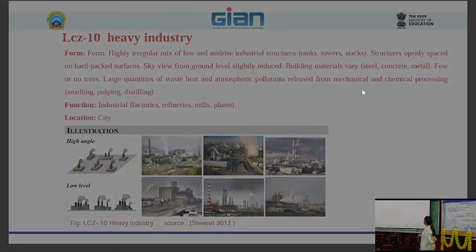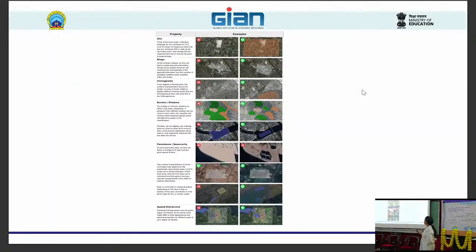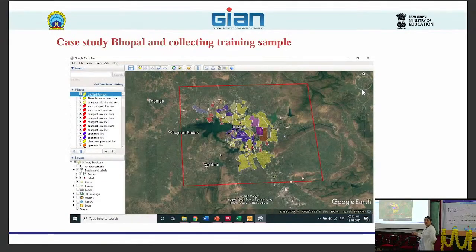Okay. So, after this, this is the tutorial which we will be doing for Bhopal tomorrow, because today we will go for observations. So, how to categorize this for a particular city, how to create a scheme following the scheme, that we will do tomorrow. This is generally the types and samples, training samples, that we will do tomorrow.